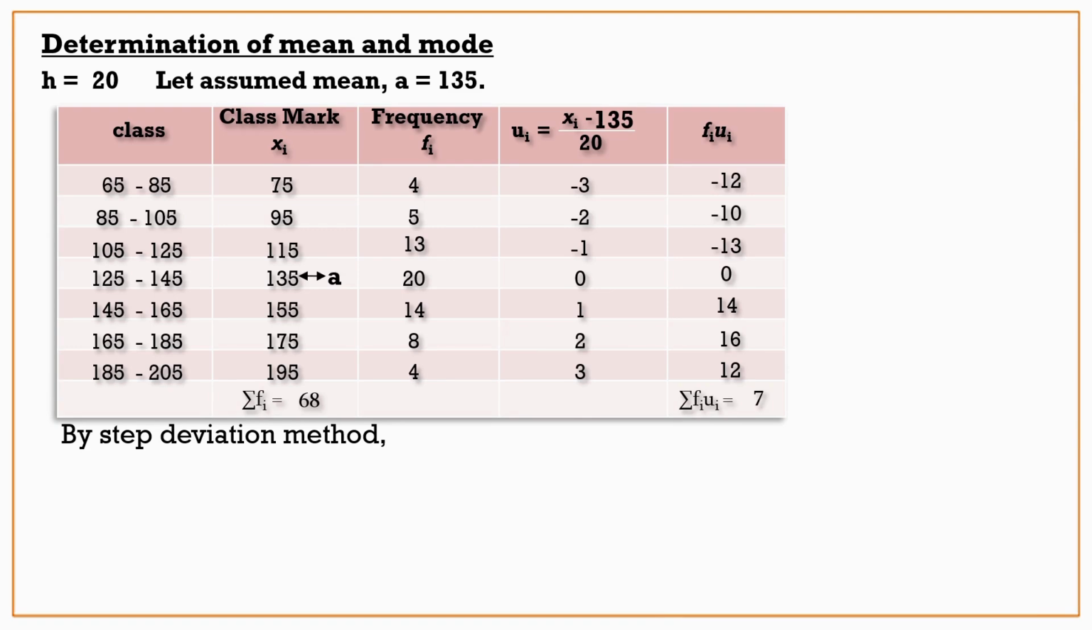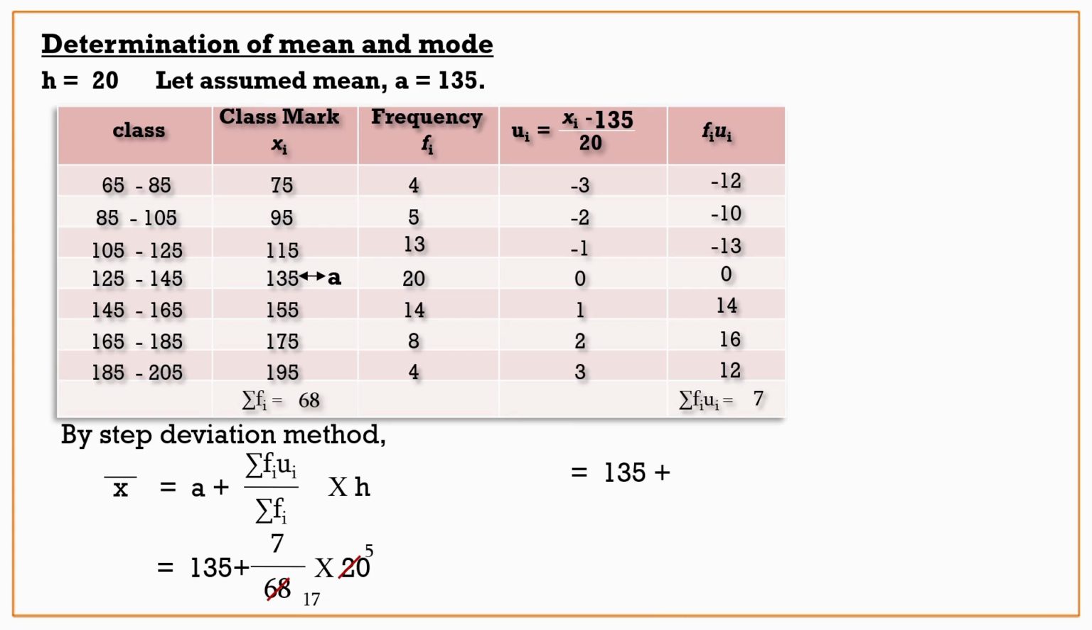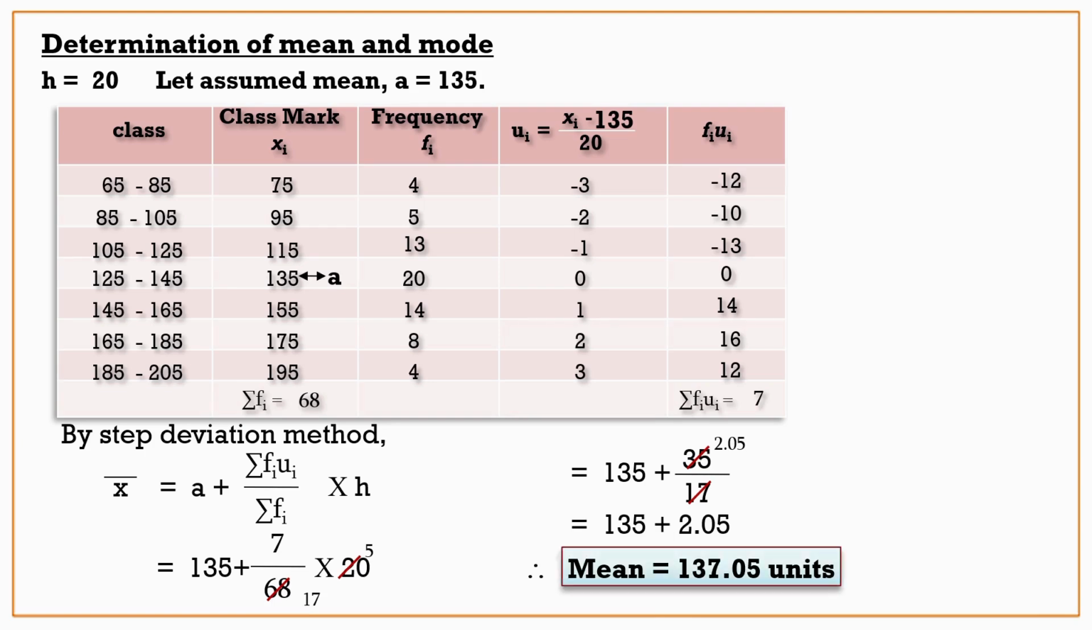Okay, so now what is the step deviation formula? Step deviation method: the mean, that is x bar, equals A plus summation of fi di by summation of fi, into h. Now put everything over here. 135 plus 7 by 68 into 20. Now let's do the calculation. 135 plus 35 by 17, which comes approximately 2.05. So 135 plus 2.05 is 137.05 units. So we found the mean value.